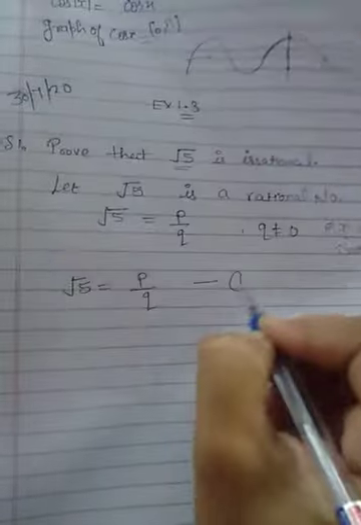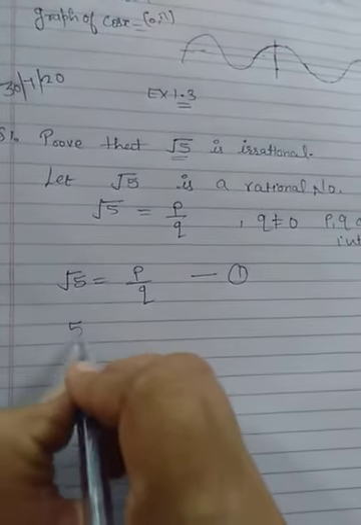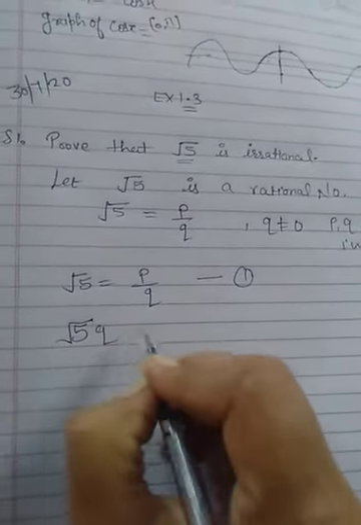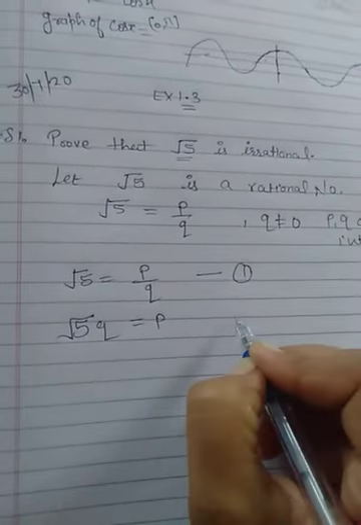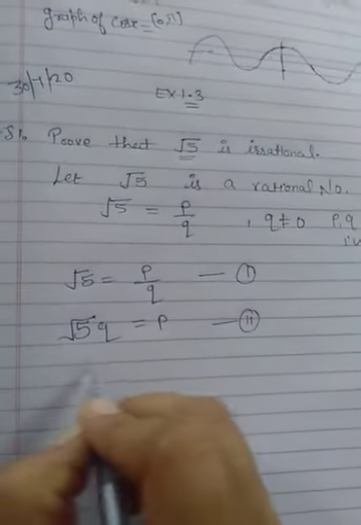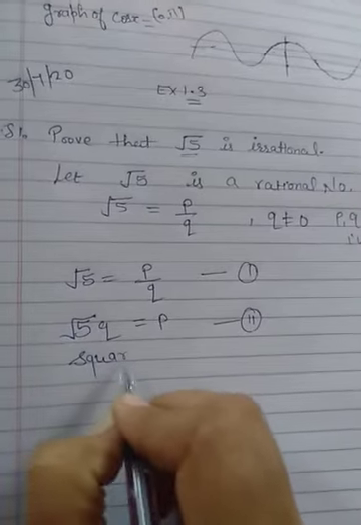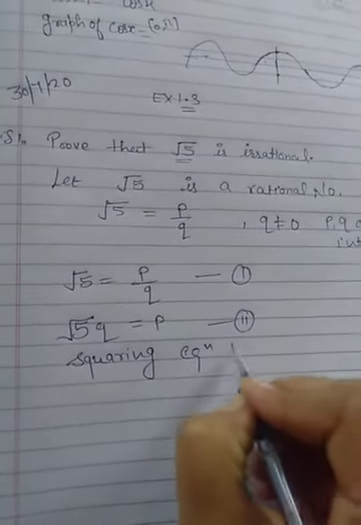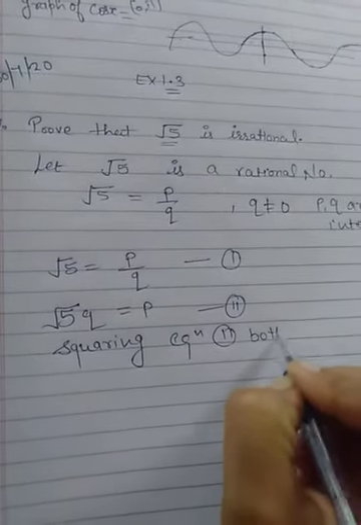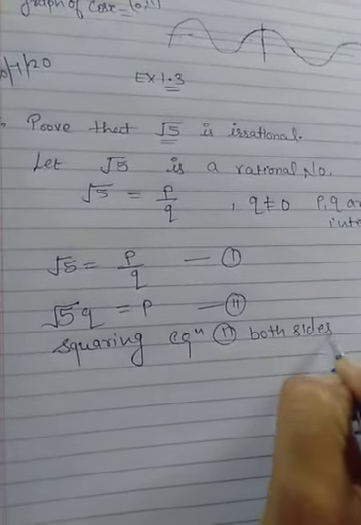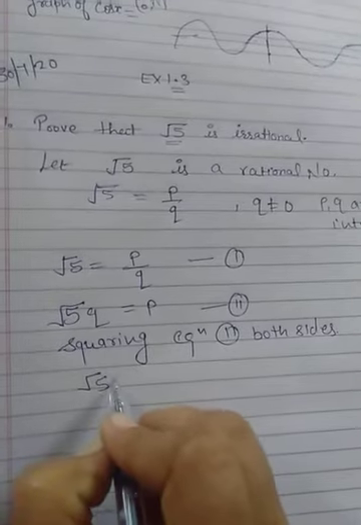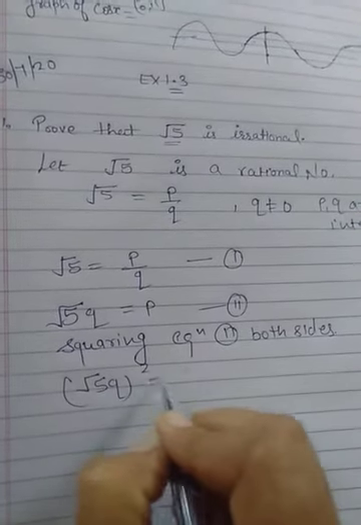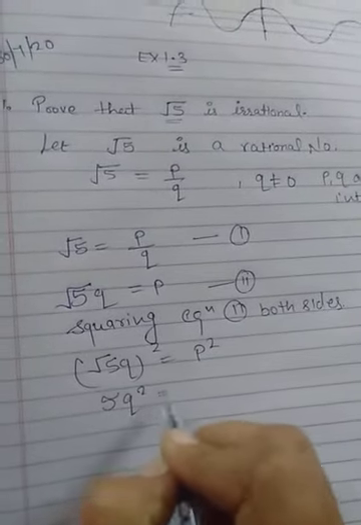So let us consider this is equation 1, and this can be written as √5 q is equal to p. This is equation 2. Squaring equation 2 on both sides, we get (√5 q) whole square is equal to p square. That is 5q square is equal to p square.